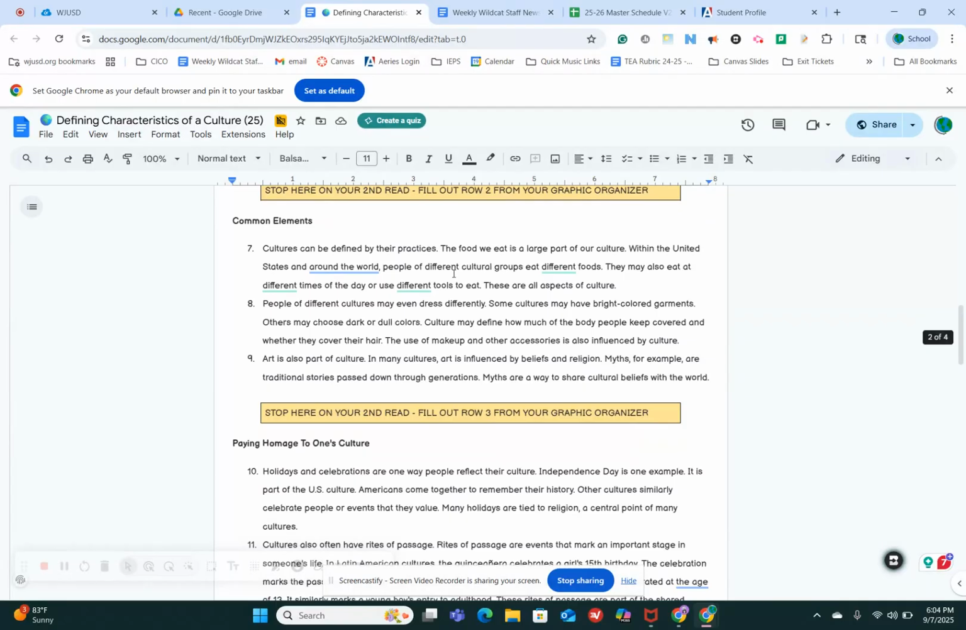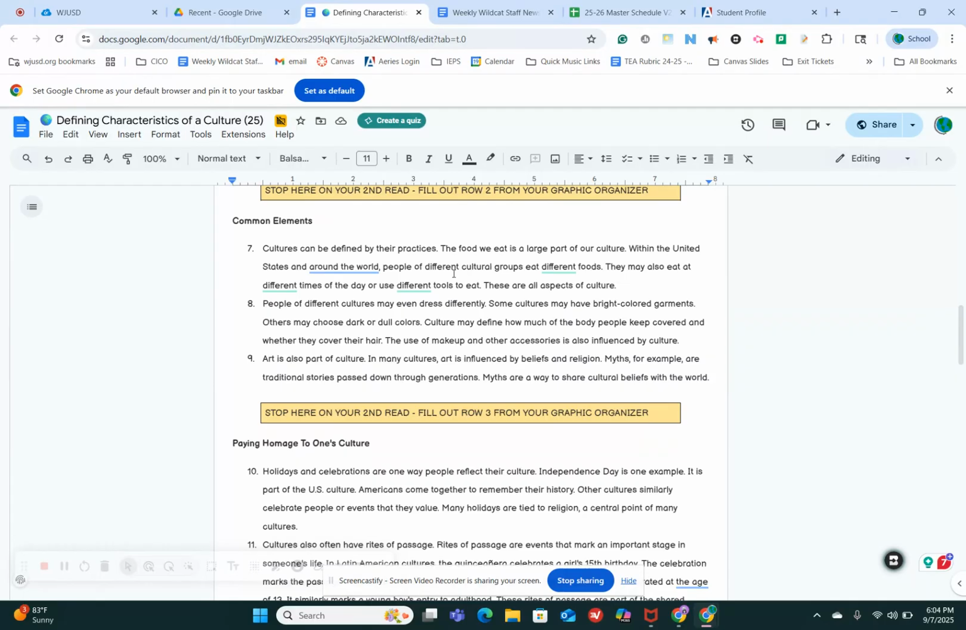All right, let's keep going. So, next section, common elements. Cultures can be defined by their practices. The food we eat is a large part of our culture. Within the United States and around the world, people of different cultural groups eat different foods. They may also eat at different times of the day or use different tools to eat. These are all aspects of culture.